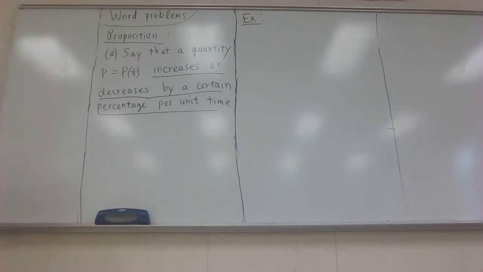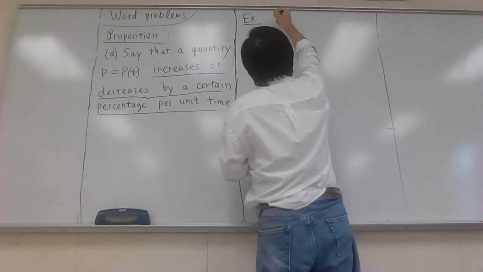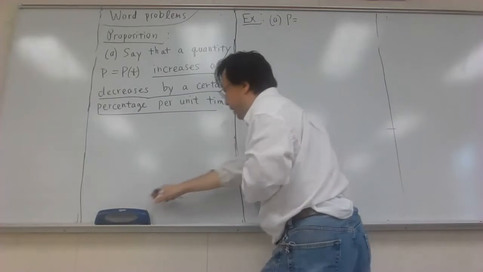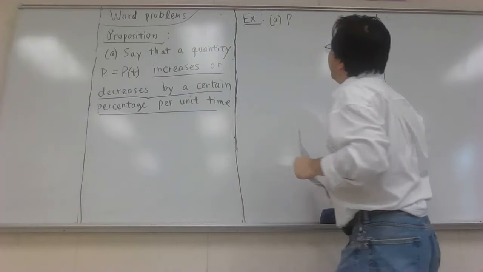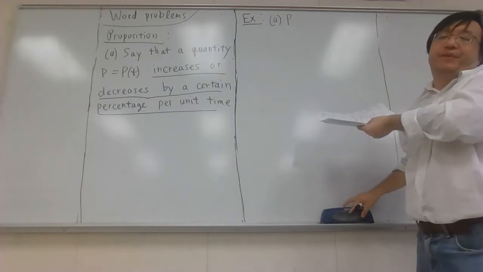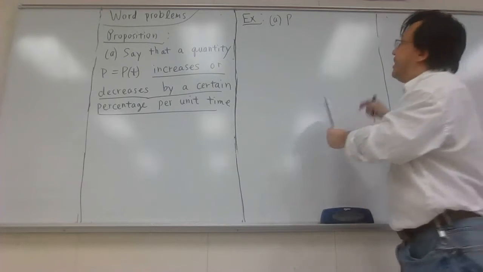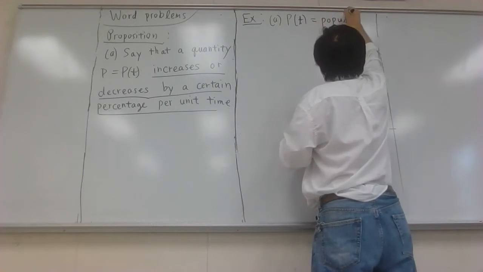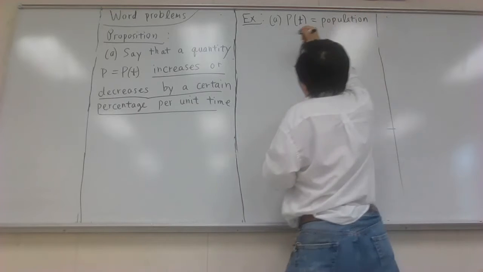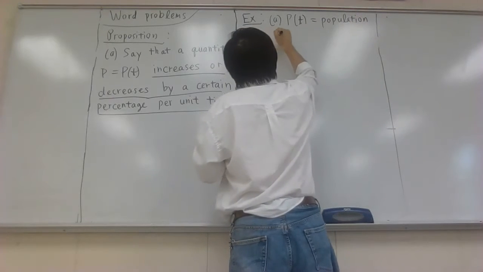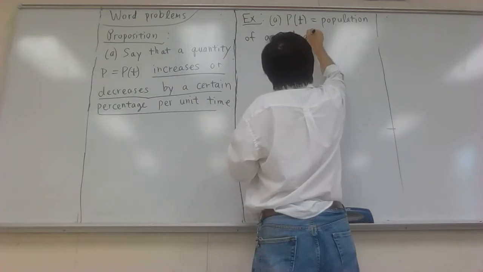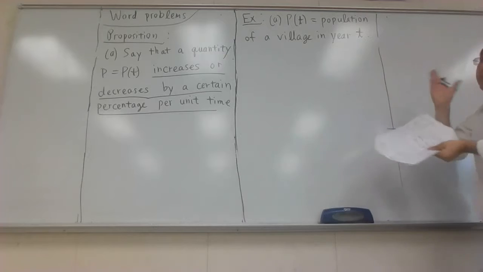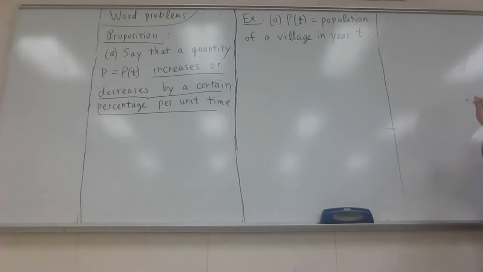Okay, so for the concrete example, say that the P(t) that we're interested in is population. Say that P(t) is the population of a village in year t, so t years after some year which we say is t equals 0.